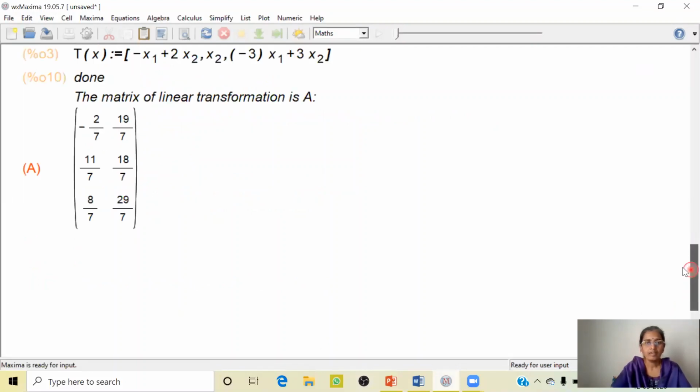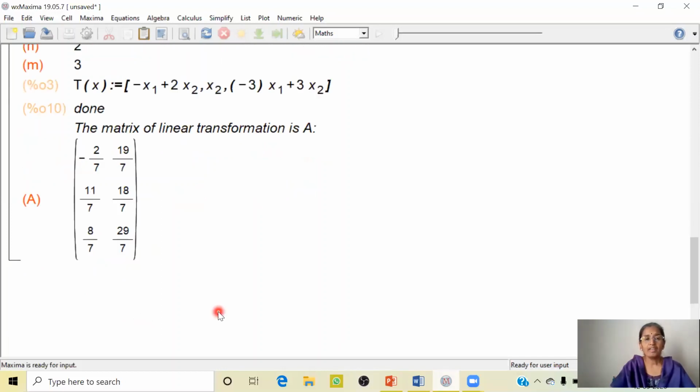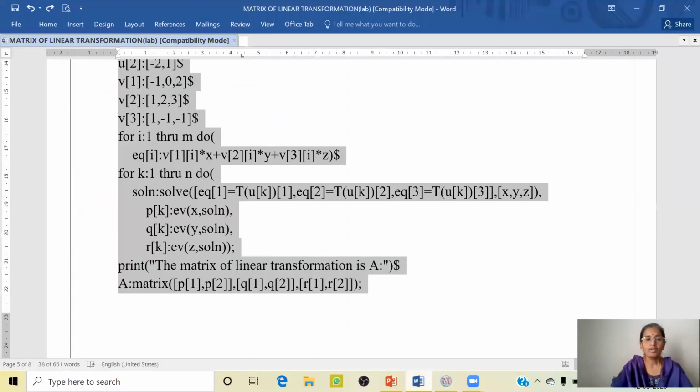Output is given by this matrix. Here 2 is the dimension of V2R, 3 is the dimension of V3R, and T of X is the linear transformation. And the matrix of the linear transformation is given by this, and this is of order 3 cross 2. This is how we find the matrix of linear transformation using the Maxima code.